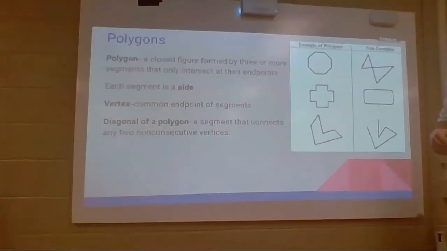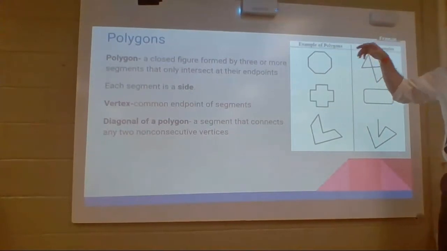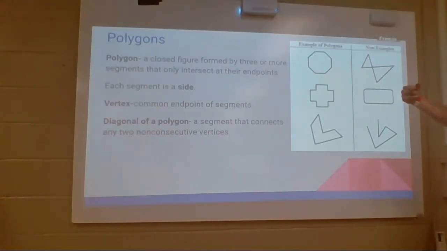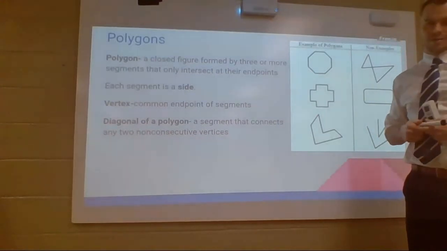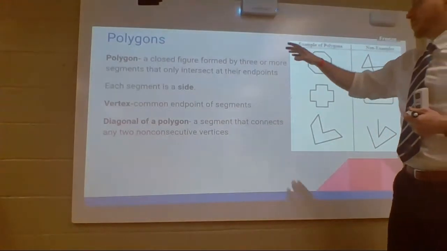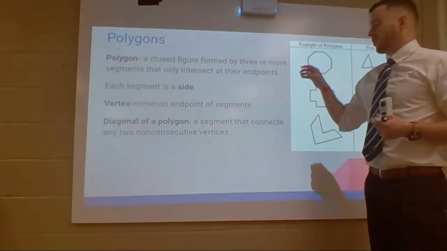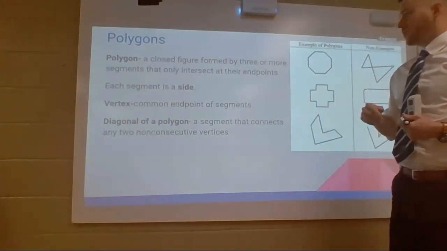Let's get going. Alright, so let's talk about what a polygon actually is. A polygon is a closed figure that's formed by three or more segments that only intersect at their endpoints. So it needs to fit all those criteria. It needs to be a closed figure, it needs to be formed by three or more segments, and those segments can only intersect at their endpoints.